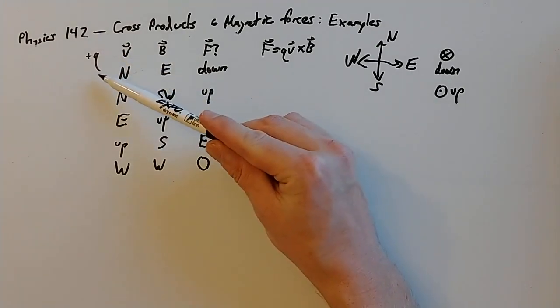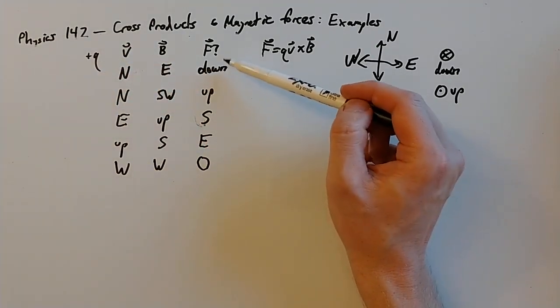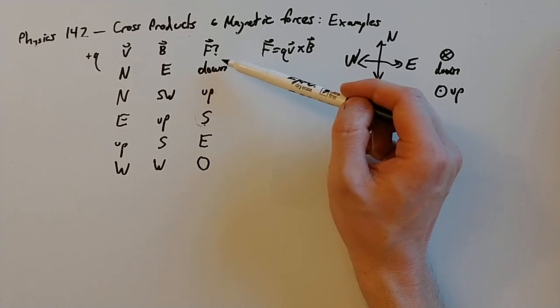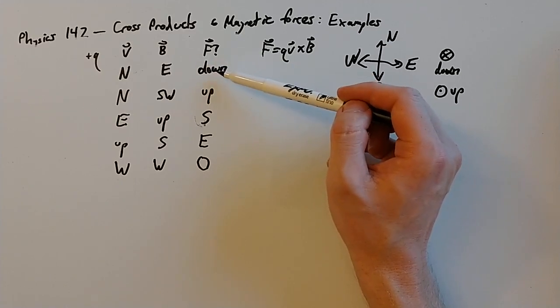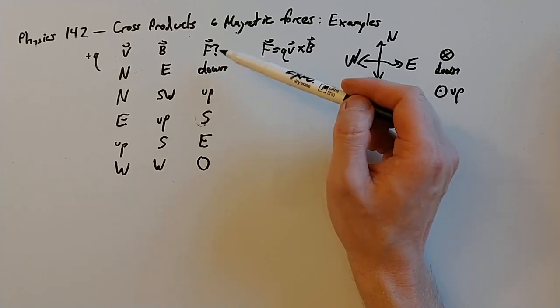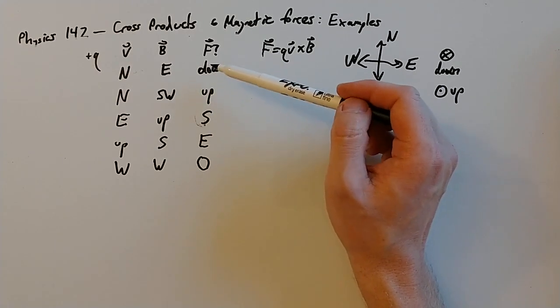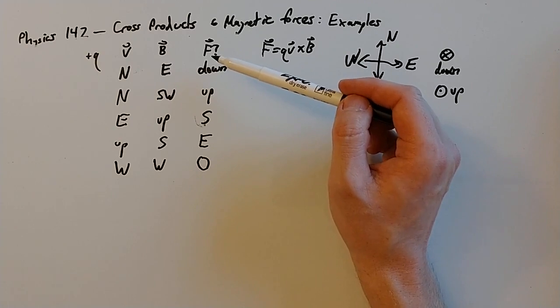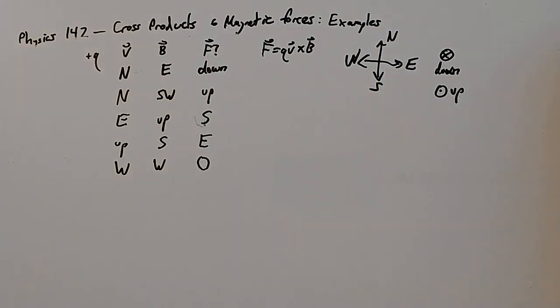So if instead I had a negative charge, whatever force you calculate, you then need to flip it the other way. So the down would flip to an up and vice versa. The sign of the charge does matter for the direction. Negative charges get acted on oppositely to positive charges. Let's do another example here.